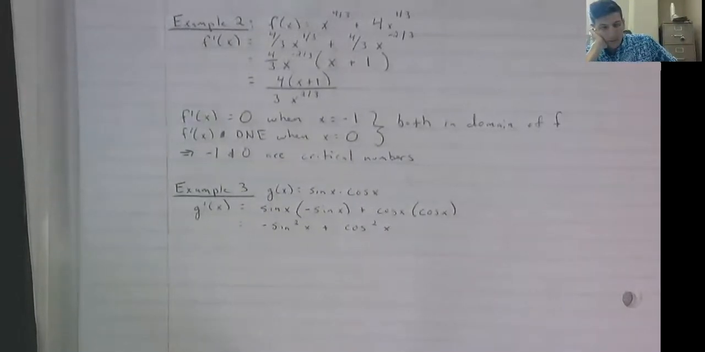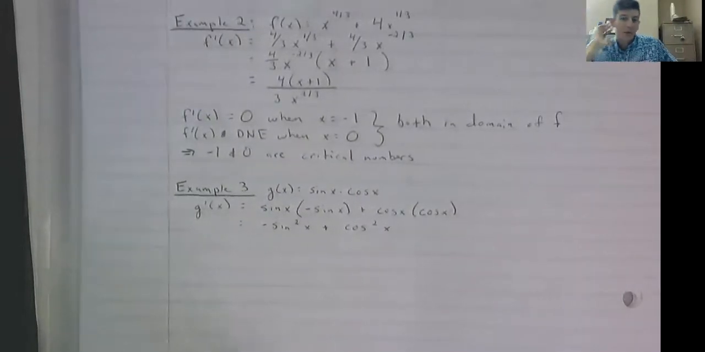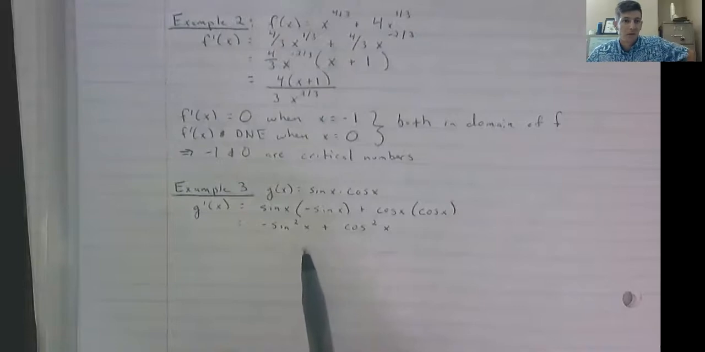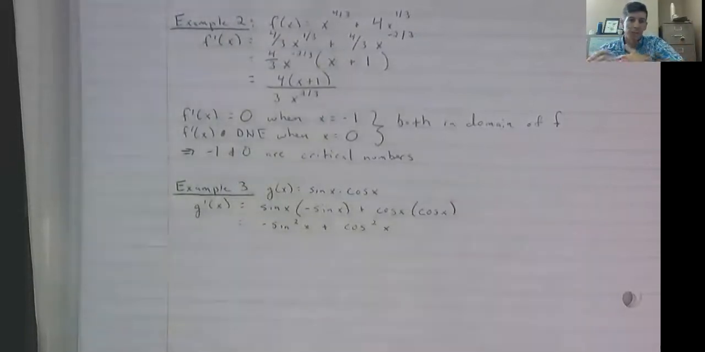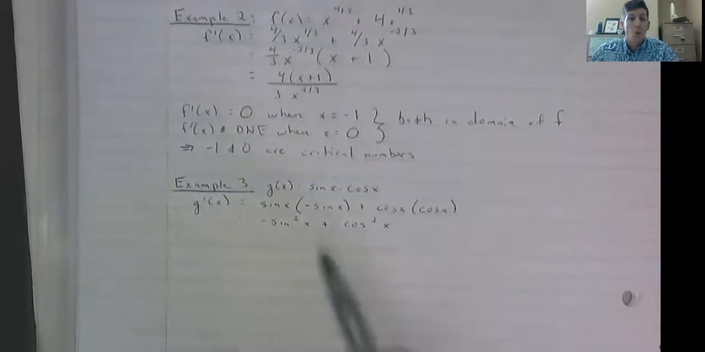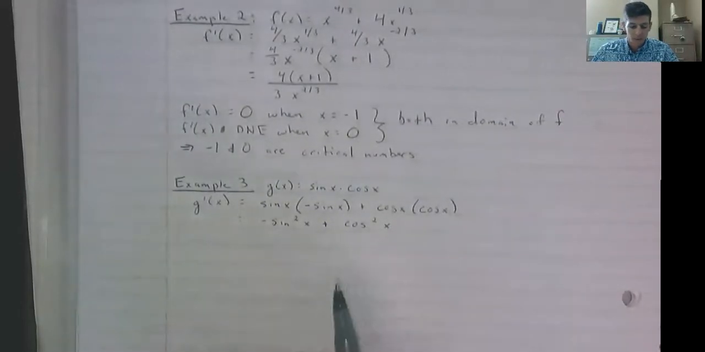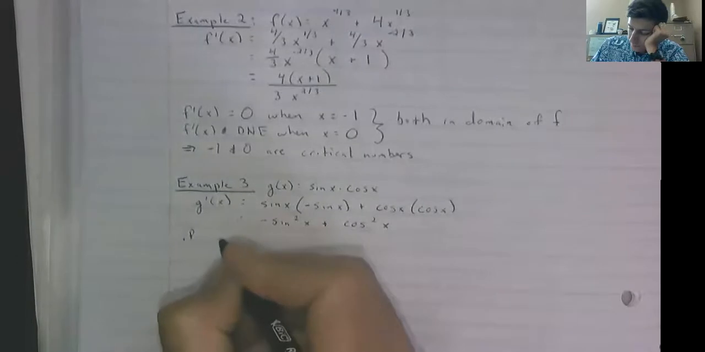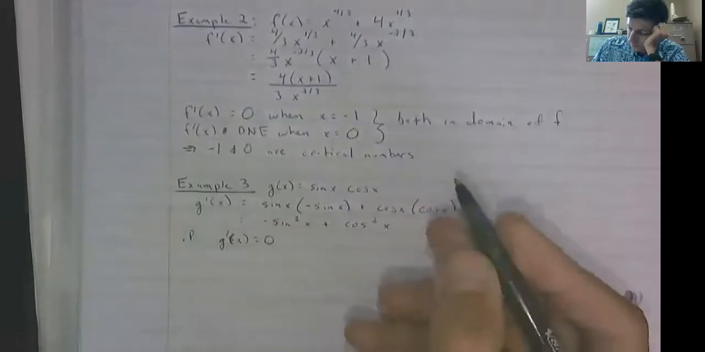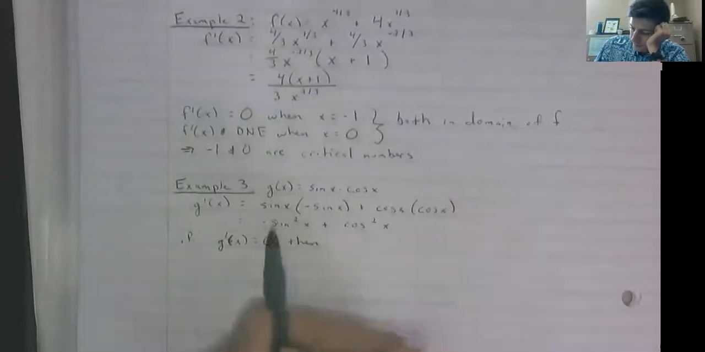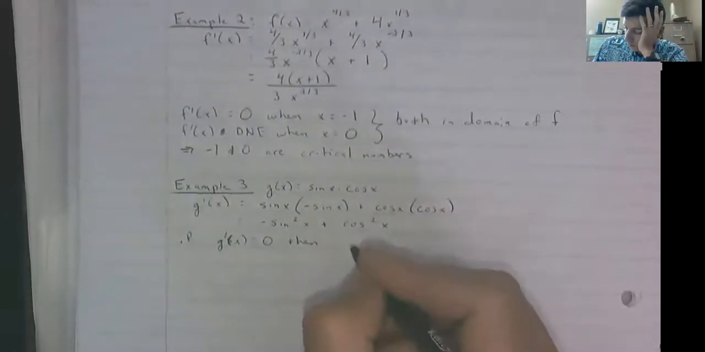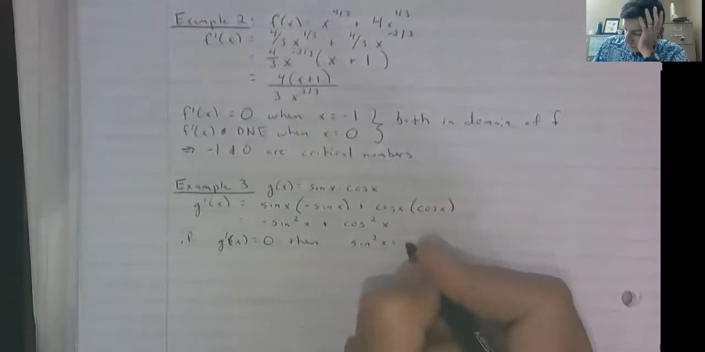Okay, first we have to ask ourselves, is there any place where these things are not going to exist? No. Sine and cosine are forever cool. And when we add them together, it still works, okay? So what we're after for our critical numbers is when is this guy equal to 0? Well, if g prime of x is equal to 0, then picture that. If this is 0 over here, then these two things have to equal each other, because you can add sine squared to both sides. So sine squared of x is equal to the cosine squared of x.